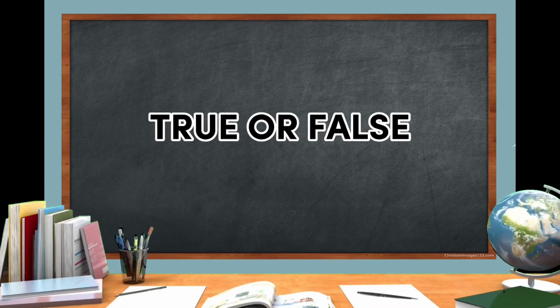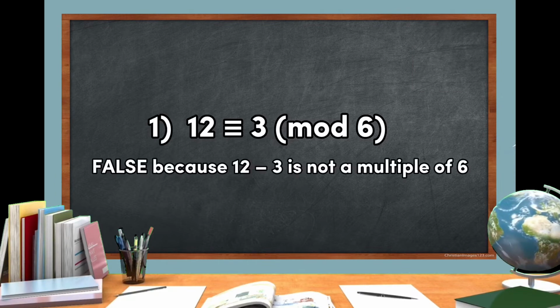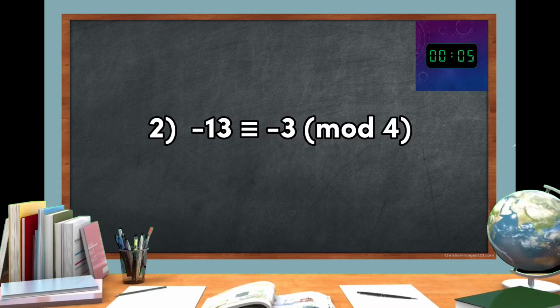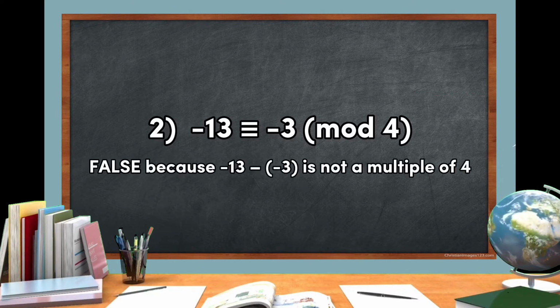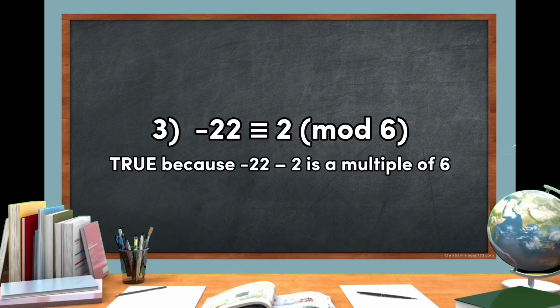Now, let's have a true or false. I will give you 5 seconds to answer each item. False, because 12 minus 3 is not a multiple of 6. False, because negative 13 minus negative 3 is not a multiple of 4. True, because negative 22 minus 2 is a multiple of 6.